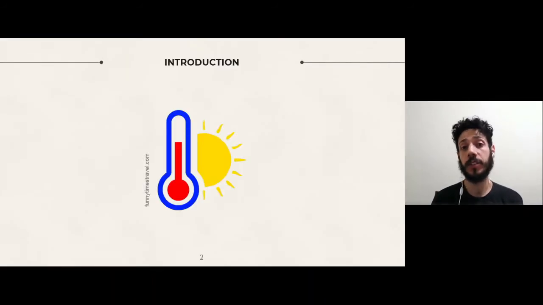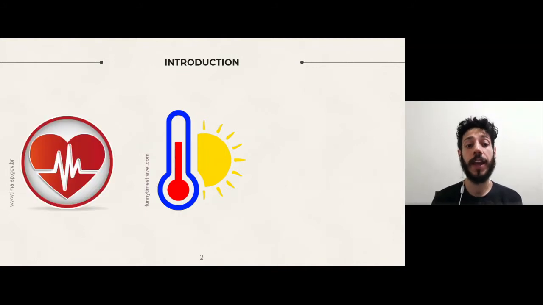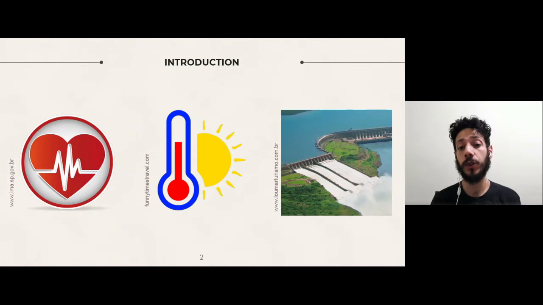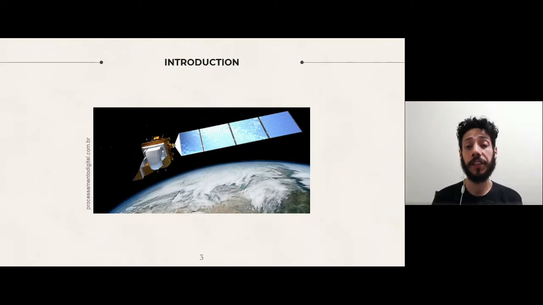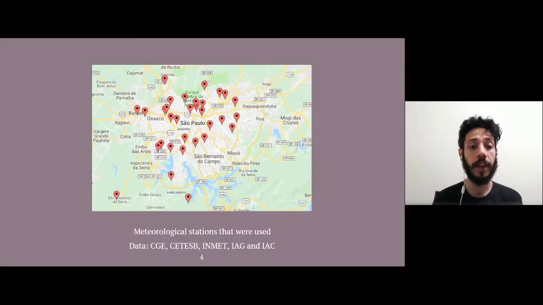So, the air temperature is one of the most important variables of climatology and meteorology and is used in studies ranging from health to determining the water availability in hydroelectric production. But the air temperature cannot be measured by satellites, at least not the near surface air temperature, which is used in the studies I mentioned.